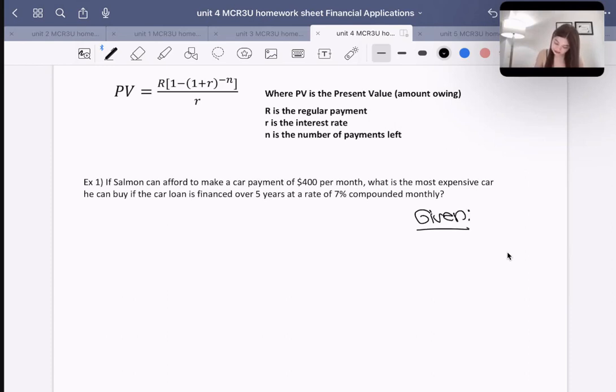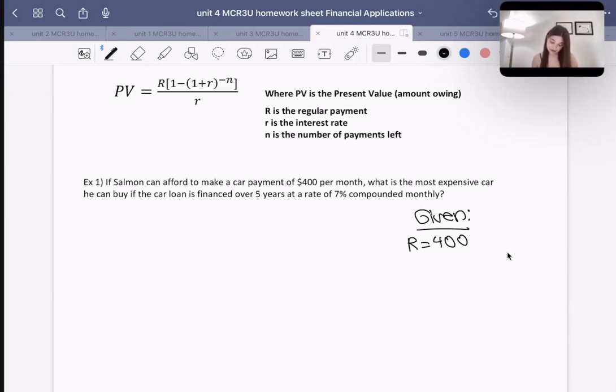Well, the first thing that's given is that Salmon can afford to make a car payment of $400 per month. So our regular payment is going to be set to $400 because we want to know the most expensive car he can buy, right? And so we want him to make the most expensive payment he can, right? So this is going to be basically the top end of his budget. What's the most he can afford if he is willing to get this car payment?